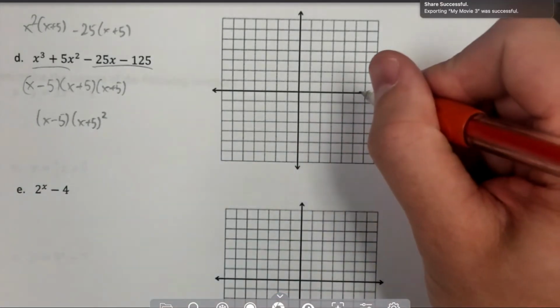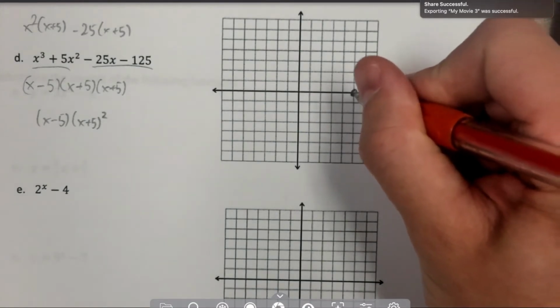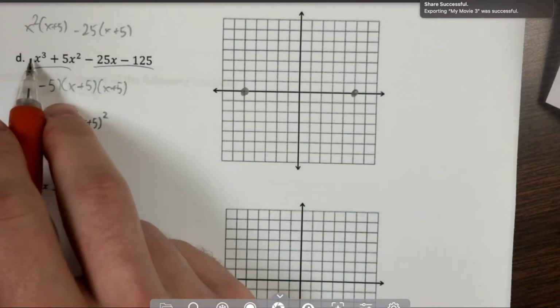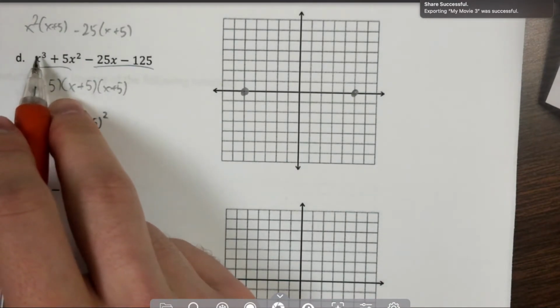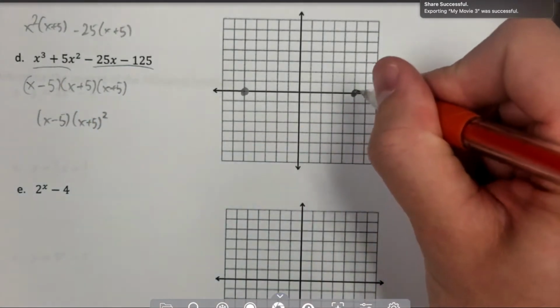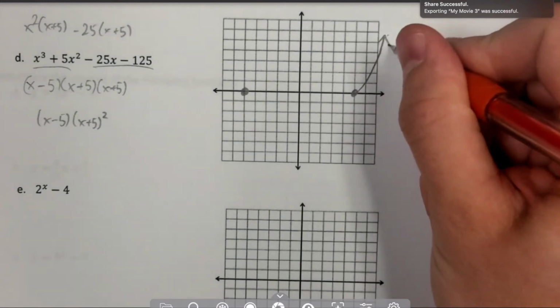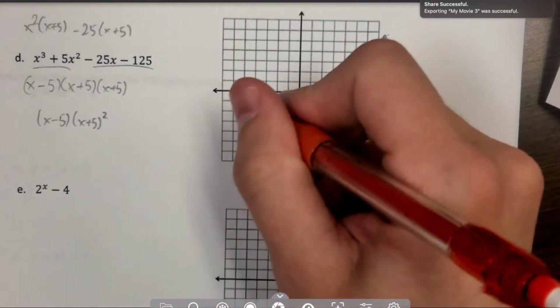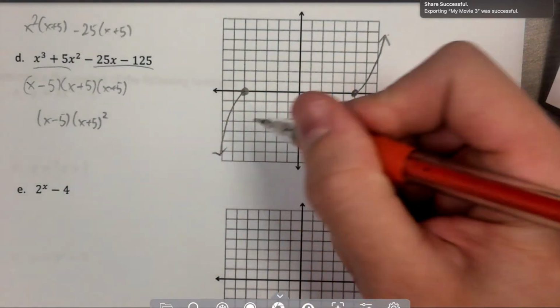So the idea here is I've got a root at positive 5, and I've got a root with multiplicity at negative 5. Now this is a positive cubic, so what do I know about positive cubics? Well, anything positive ends by going up and to the right. And so if you're odd, you will do the opposite of that on your last most root on the other side, so we will end by going down and to the left.